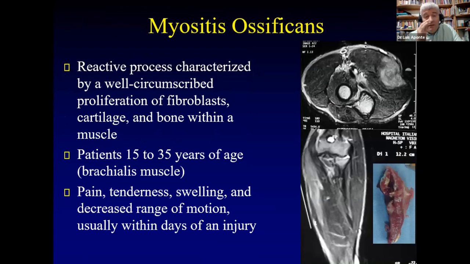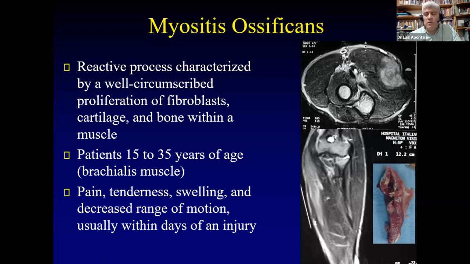And the last one is myositis ossificans. It's not a tumor, it's a reactive process. There's usually some trauma, something that happens. You have to ask the patients, because there's some pain and swelling and a decreased range of motion. It usually follows an injury, but sometimes not, and I'm going to show you all these pictures.